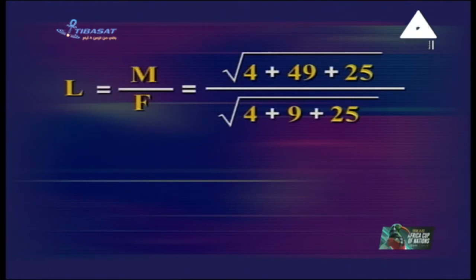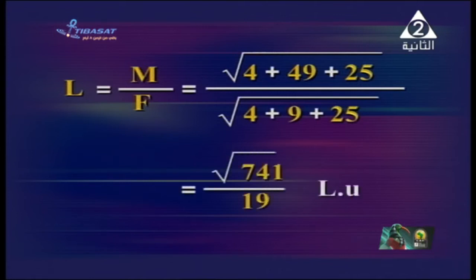Norm of moment over norm F equals square root of the components of the moment, 4 plus 49 plus 25 under the square root, over norm F, 4 plus 9 plus 25. The answer is square root 741 over 19 length unit.